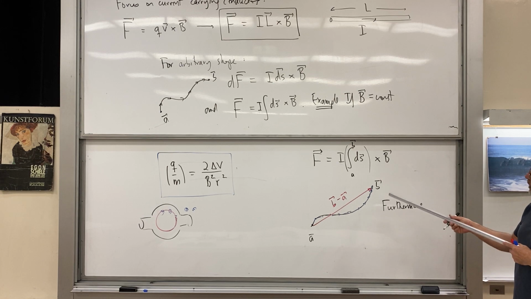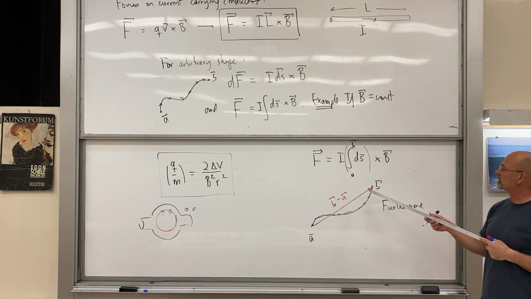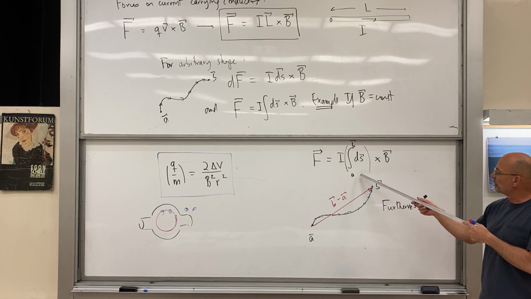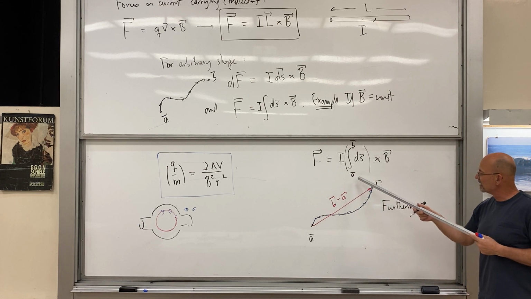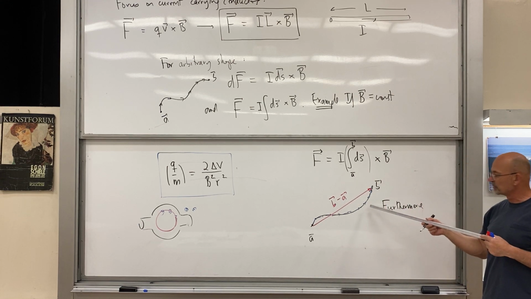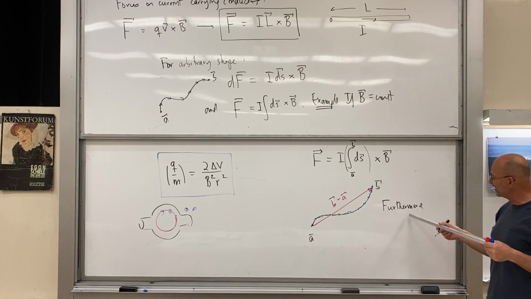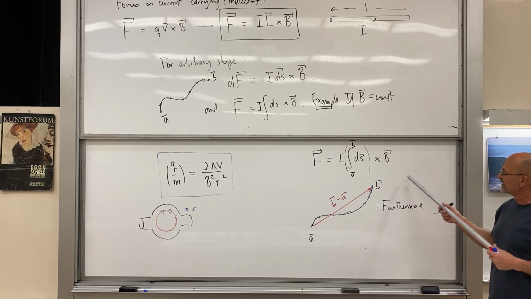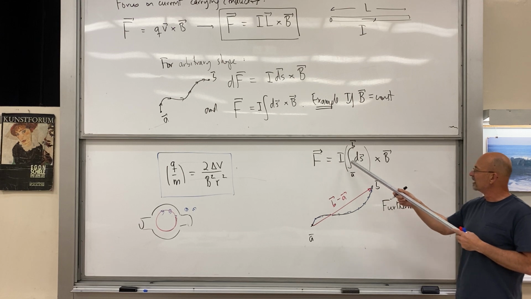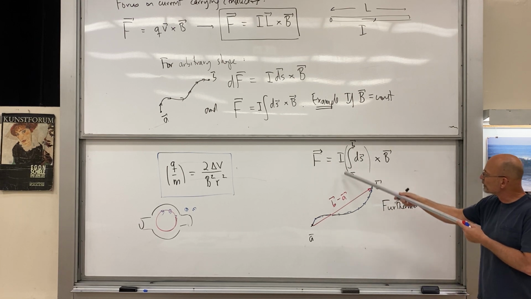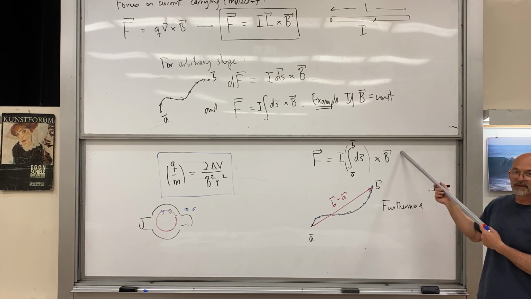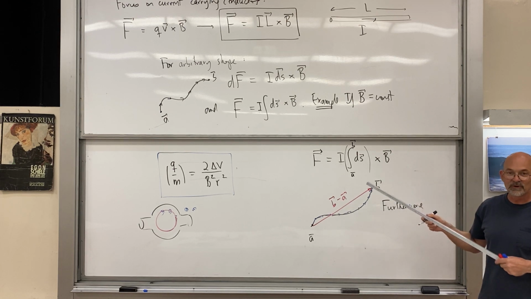However, what if we have a closed loop? A closed loop, from a point in space, an integration sum of all these little infinitesimals along a closed loop is equal to 0. So that means the net force on a closed loop in this uniform B field is equal to 0.